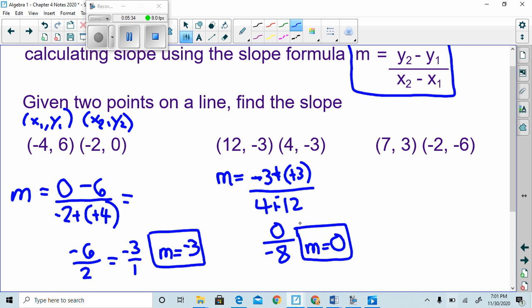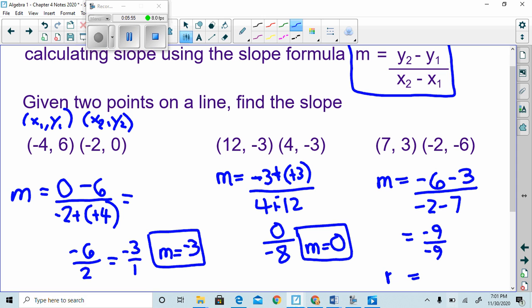Third problem. Let's take a look at these ordered pairs. m is equal to -6 minus 3 over -2 minus 7. Add the opposite gives me -9. Add the opposite, also -9, which then gives me a slope of +1. So there is the slope formula once again. If you feel we need more practice problems, please feel free to ask.